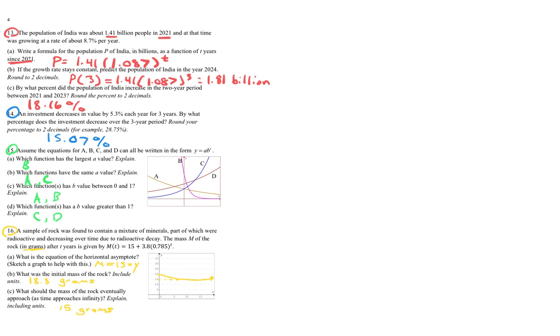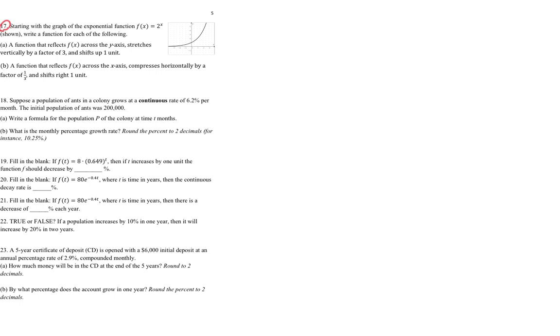Okay, for number 17, we're going to be working on some transformations. We're given this exponential function, f of x equals 2 to the x, and we're going to write a function for one that's reflected across the y-axis. If we reflect it across the y-axis, what we change is we put a negative inside, where our x is. So the reflection is going to give us 2 to the negative x.